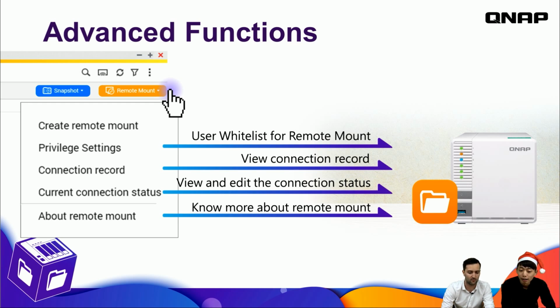And the second one is the privilege setting. You can permit your NAS user to allow them to use the remote mount function. And the third one is connection record. You can view every connection record. And the fourth one is the current connection status. You can view and edit the connection status of the NAS currently. And last one, if you want to see more about remote mount, you can click here, about the remote mount.